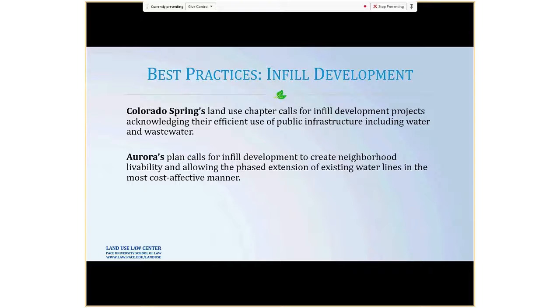Next slide. In Colorado Springs, they have a land use chapter in their plan that calls for infill development, which acknowledges efficient use of public infrastructure, including water and wastewater, and the reduction of per capita consumption of water. In Aurora, again, the plan calls for infill development to create neighborhood livability and allowing the phased extension of existing water lines, a cost-effective way to do that. Next slide.